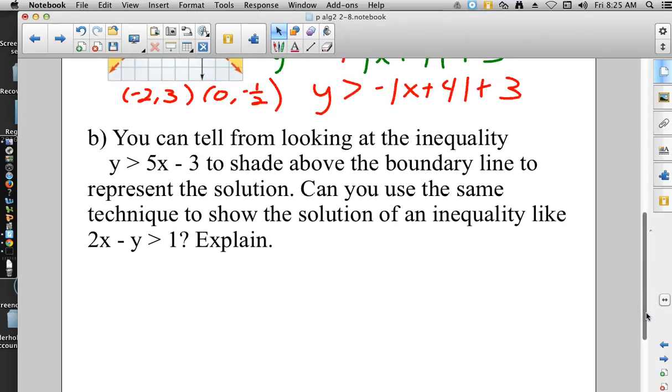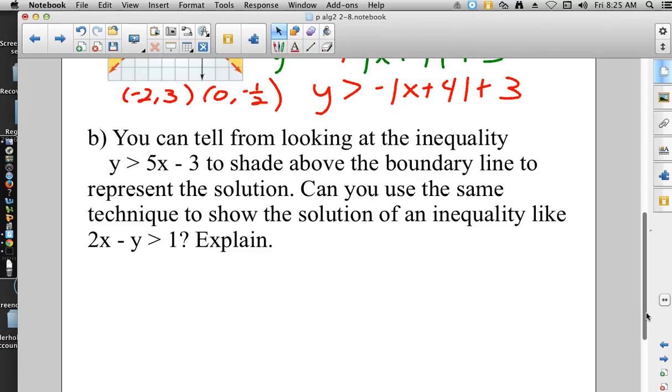So now this last one says, we know that when things are solved for y, we can just go ahead and if it's greater than, shade up, and if it's less than, shade down. So you can tell from looking at this inequality that you need to shade above y greater than. That represents your solution. Could we use that same method with this one? We shouldn't, because this is in standard form. But could you solve this for y? What's going to be the one glitch on this one solving for y? Negative. Yeah, it makes sense. We're going to have to divide by a negative, so we're going to have to flip the sign. So that's the one glitch.